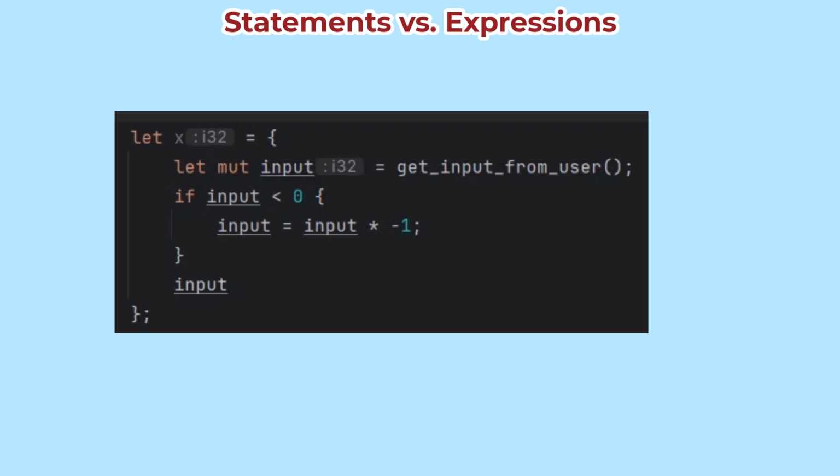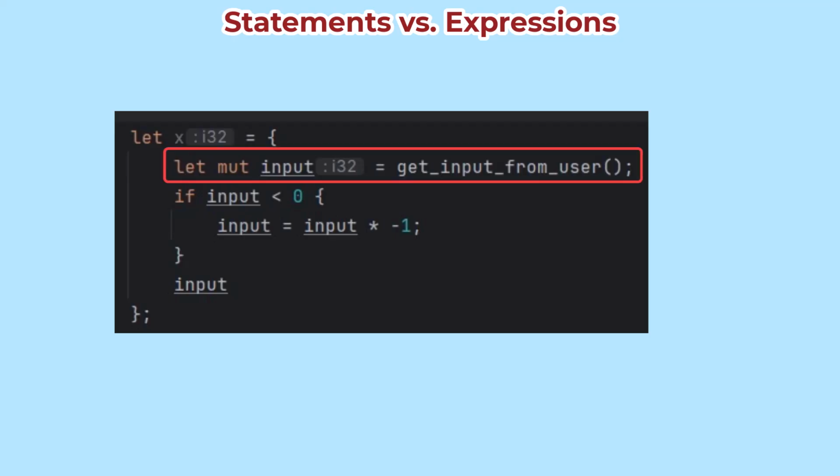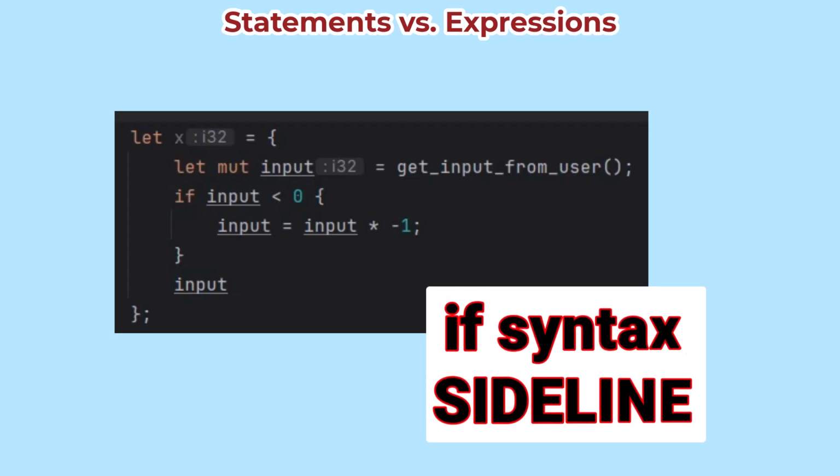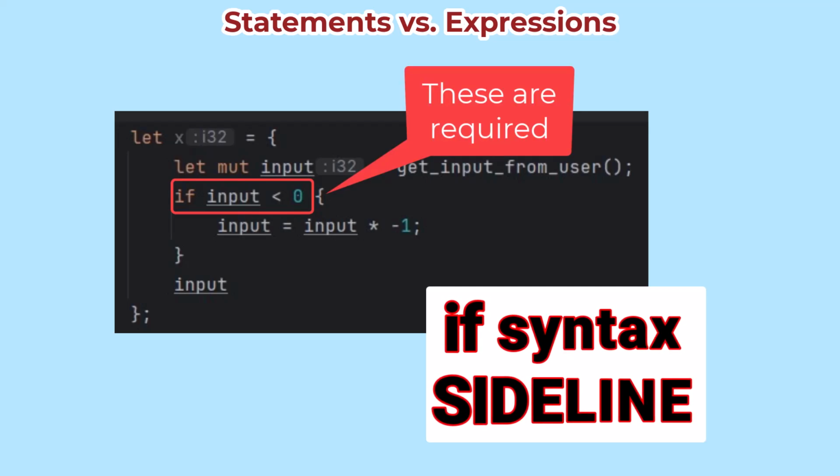Check this out. The curly brackets after the equals create a new scope block, and each scope block is an expression. In this one, we get input from a user and clean it up, and then we specify the value that the scope block should evaluate to. That's the value that will be stored into x. Another quick sideline. Notice I didn't need the parentheses around the condition in the if, and Rust requires that the then block have curly brackets even if it's only one statement.